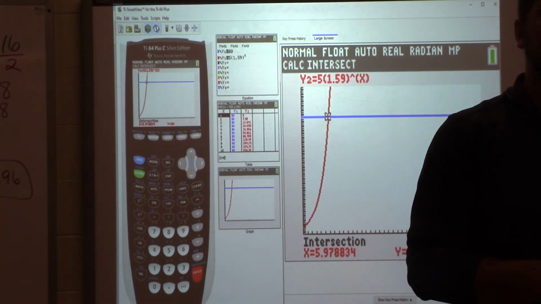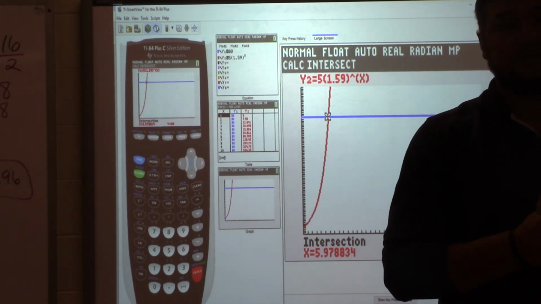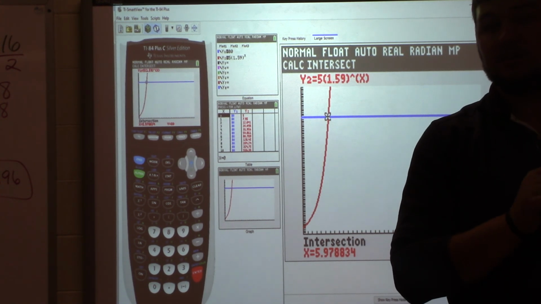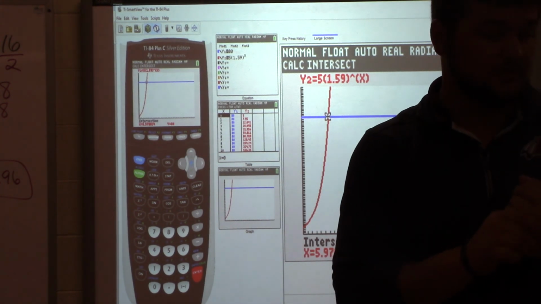Second takeaway, if I look at the functions, with growth, B is what? Greater than 1. Decay is between 1 and 0. 0 and 1. Good. Those are the big things you need to know for the test.